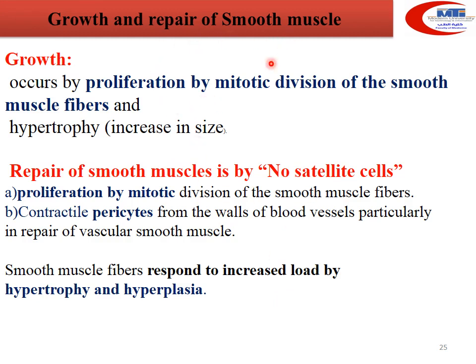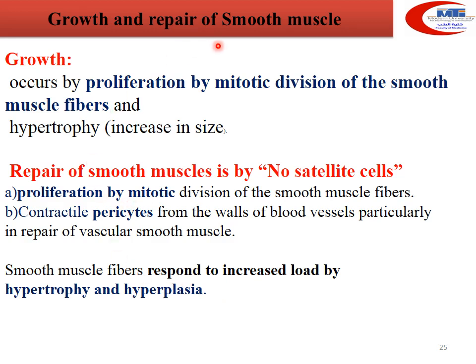Growth and repair of smooth muscles. Growth occurs by proliferation by mitotic division of smooth muscle fibers and hypertrophy, increase in size. Repair of smooth muscles is by no satellite cells, but by proliferation by mitotic division of the smooth muscle fibers or contractile pericyte cells from the wall of the blood vessels, particularly in the repair of the vascular smooth muscles. Smooth muscle fiber responds to increased load by hypertrophy, increase in size, and hyperplasia, increase in number.